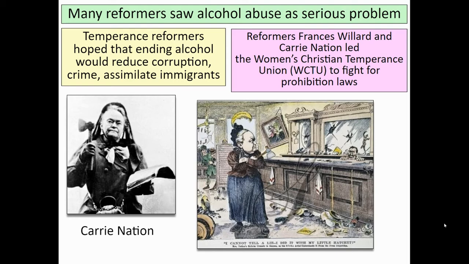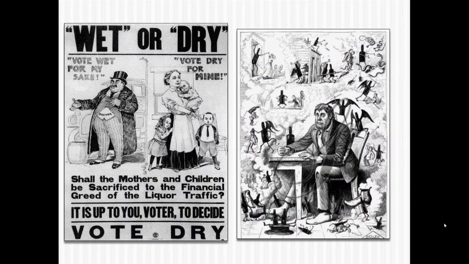And Carrie Nation was an interesting woman. Here you see her holding a Bible and a hatchet, and she actually is known for taking a hatchet to bars and to saloons and destroying them. And so she's a little bit more radical than many of the temperance workers, but she certainly had her ways of working on it. And there was a lot of voting as far as wet or dry.